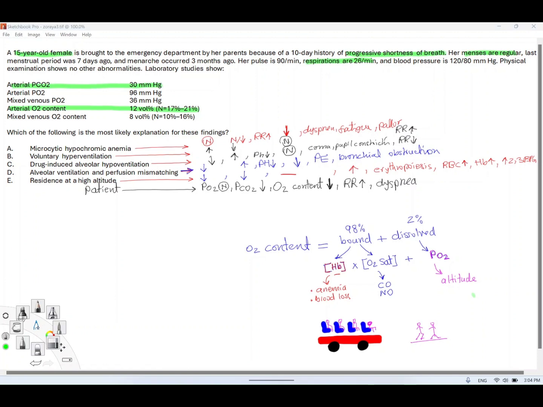Our patient, number one, the oxygen tension was normal. So the only one that has oxygen tension normal is, in this case, anemia. So that's a good thing. So that's one thing that's matching. Because look, for hyperventilation, oxygen is increased. For hypoventilation, it's decreased. For mismatch, it's decreased. And for high altitude, it's decreased.